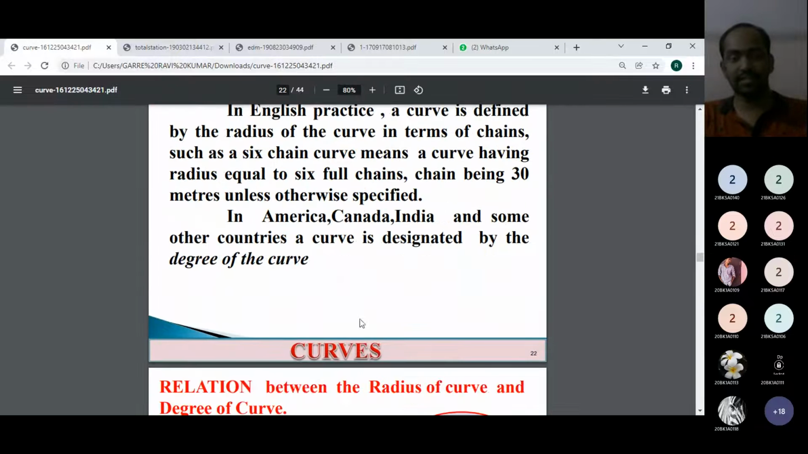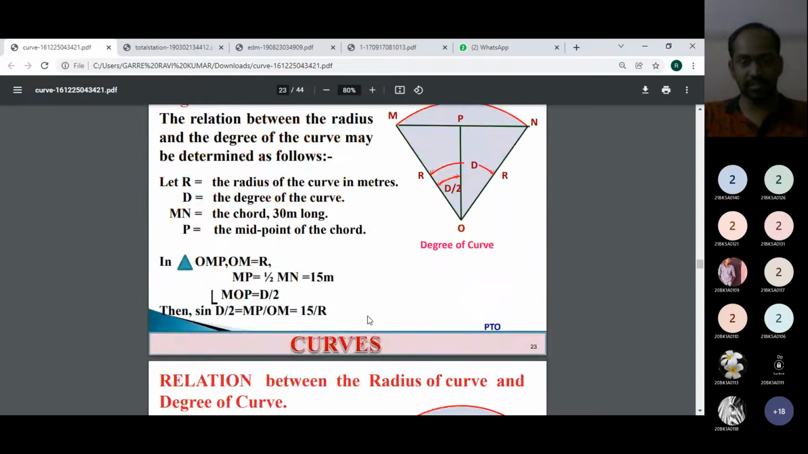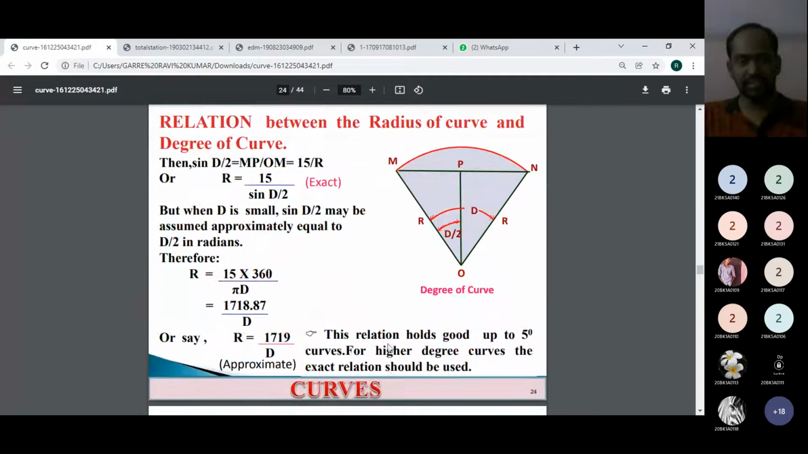The degree is nothing but the central angle, and the radius is nothing but the radius of the curve. The degree is the angle at the center of the curve between the first radius and the last radius of the curve. Understand or not? That angle between the first radius and last radius will be called the degree, phi. It is equal to the deflection angle, or the central angle. There is also a relation between the radius of the curve and the degree of the curve: R is equal to 15 into 360 divided by pi D, or it can also be written as R is equal to 1719 divided by D, where R is the radius and D is the central angle.